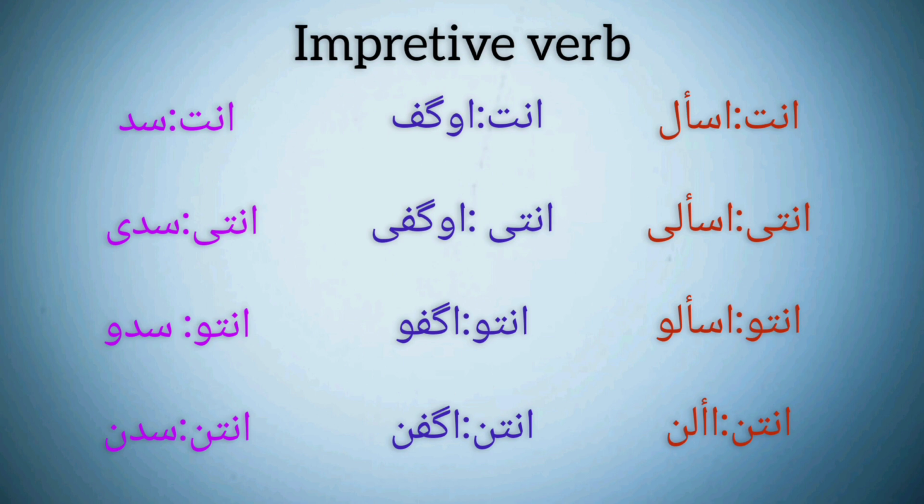جمع مؤنث. Then we got it that for making imperative verbs in Arabic, we have to look at the root of the verbs, the second person imperative verbs. With knowing this, we can make imperative verbs for anybody. This is the easiest way to make imperative verbs in Arabic.